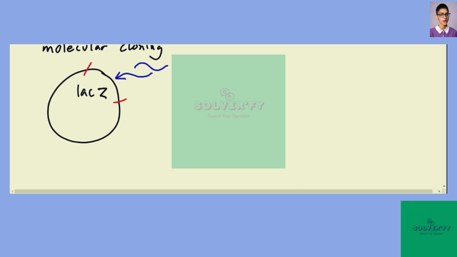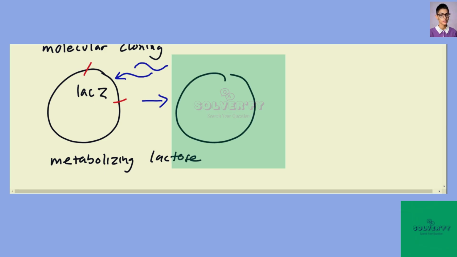And the LAC-Z gene is responsible for metabolizing lactose. Lactose is a molecule, and LAC-Z is the gene that allows the host to break down and utilize lactose. So that would be the first part where we're going to be inserting our DNA of interest inside the LAC-Z gene, right? And then they said that the DNA and the vector are annealing. So then that would allow us to make a new plasmid, but instead our DNA of interest will be bonded in the spot where the LAC-Z should be, right?